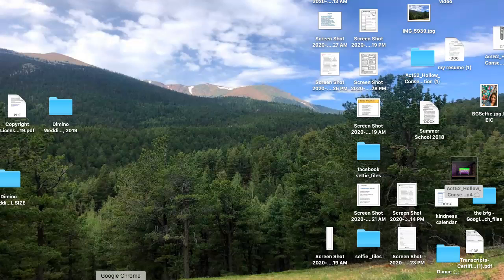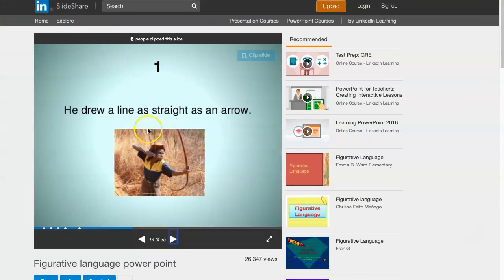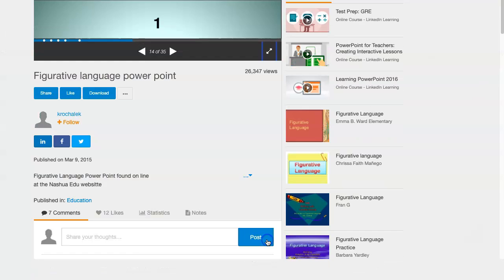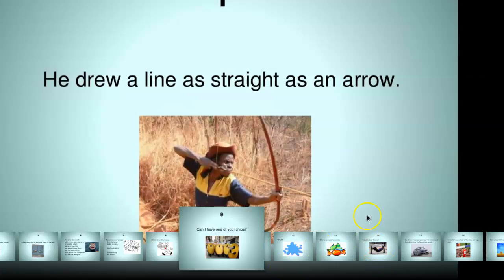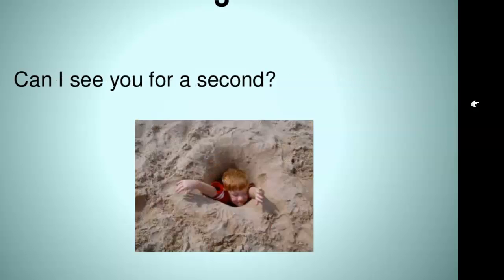The second thing I'm going to do with you, and pardon me while I move my screen around, is go over these examples on your homework as well. You had to look at the type of figurative language and decide what it was. So, number 1, he drew a line as straight as an arrow. There's your simile.